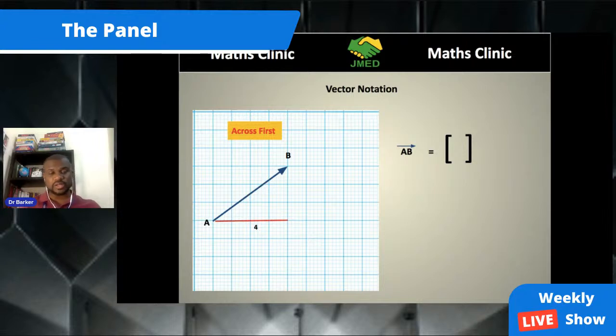Not necessarily parallel to the x-axis, because this vector is just freely in space. There's no x-axis, there's no y-axis. We're just looking at the arrow from A to B, starting from A, but we must describe A to B in terms of its across movement or its up or down movement. If it moves in this direction, that's in the positive direction, we just say it's 4. So this is just 4.